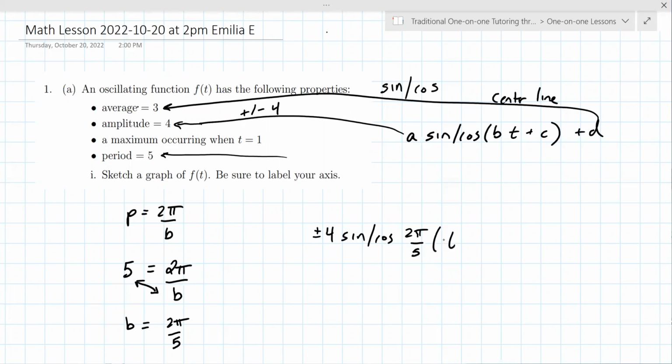5. And then really it's t plus c in parentheses or minus c. We'll get to that. Plus 3 here. Okay. So then the big deal is this maximum occurring when t equals 1. So that's pretty useful. Do we want to do this? It feels like there could be two answers here.